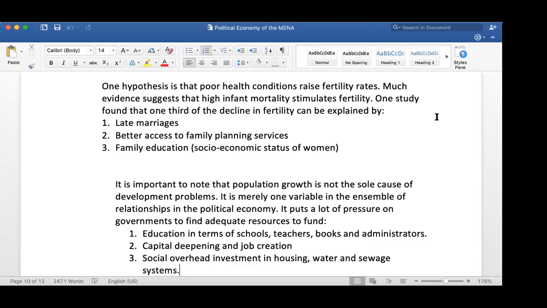What's the other one? There are a lot of problems that we talked about last time. Economic consequences of demographic change. What will rapid population growth result in?